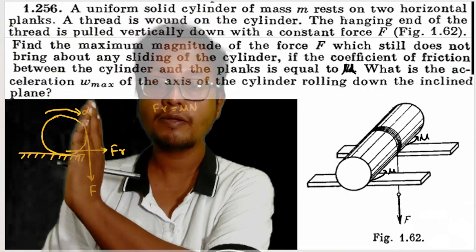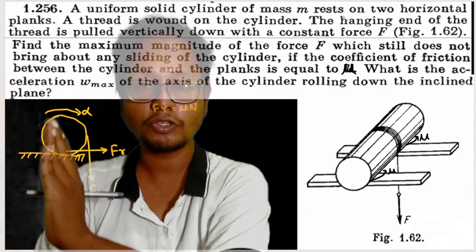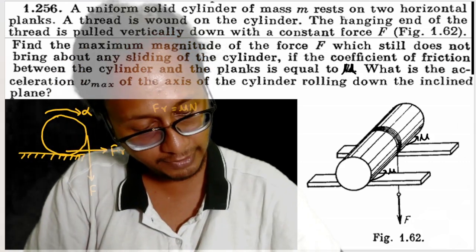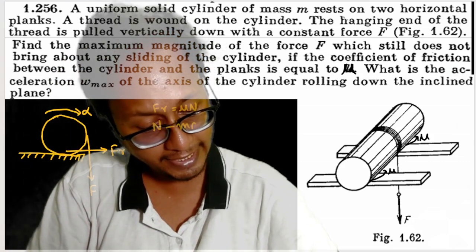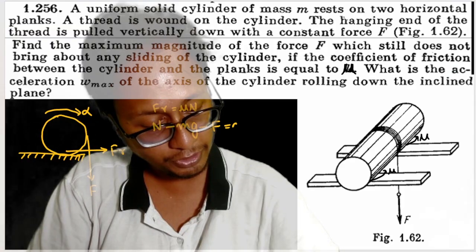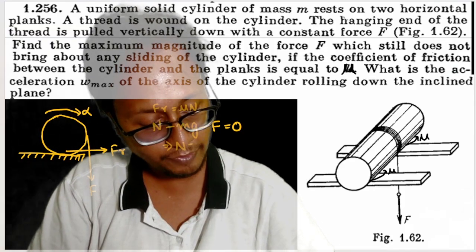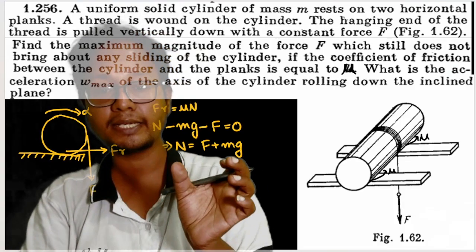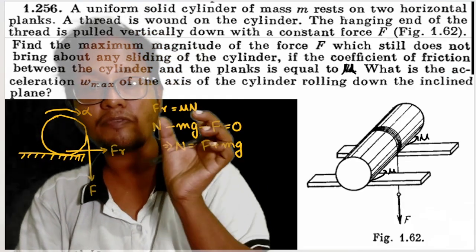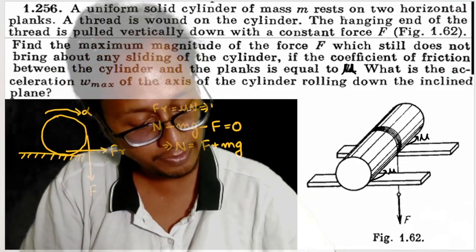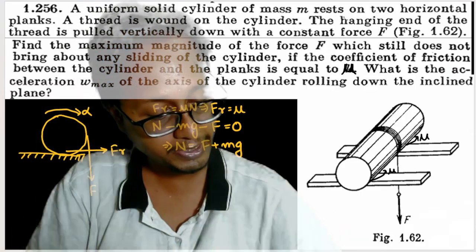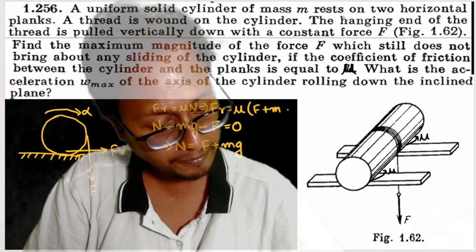And if I apply the vertical equation for laws of motion, N, the normal contact force, minus mg minus F is equal to 0, or normal contact force is equal to F plus mg. So from this diagram I can get the value of normal contact force. So the limiting value of friction force out here is nothing but coefficient of friction into F plus mg, where F plus mg is nothing but the normal contact force.